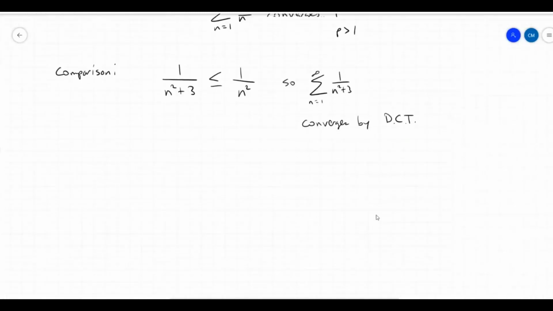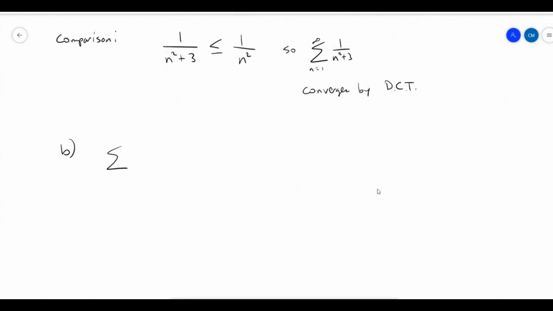Let's try another one. Let's try B. And we'll find that there is a pretty glaring problem with the direct comparison test. Notice that if that inequality sign is pointing in the wrong direction, then we can't use direct comparison. That's the problem with this.